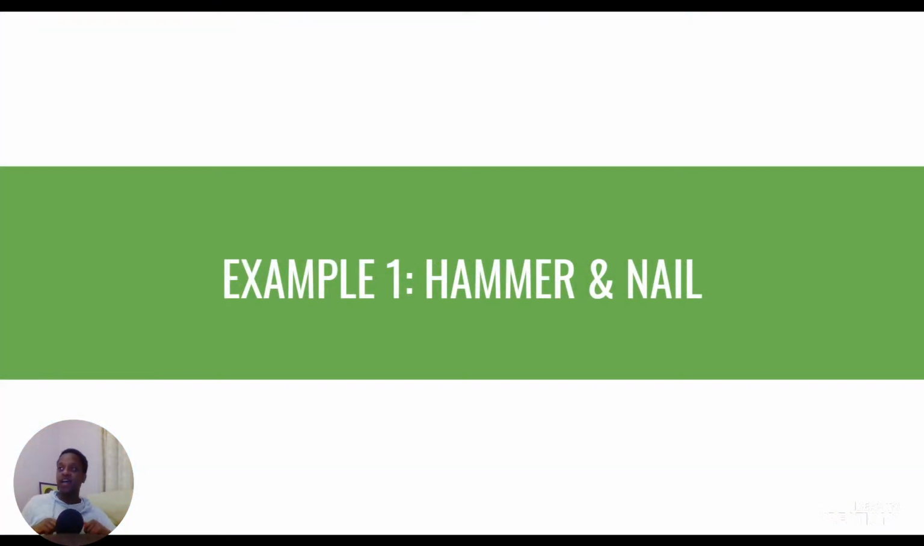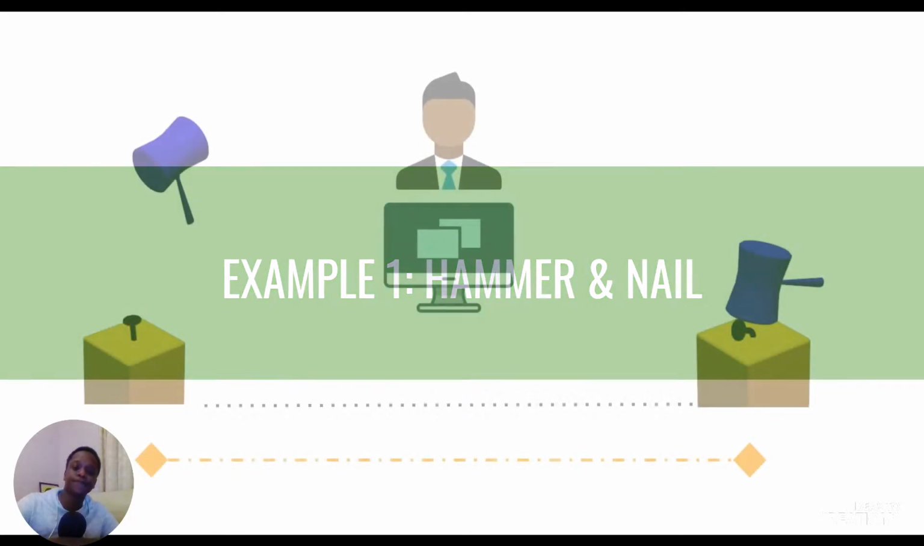So let's take a look at one example of what it meant when we were going from people to computers. What did it mean, and what are some of the consequences of how we're working? So here's example one of hammer and nail.